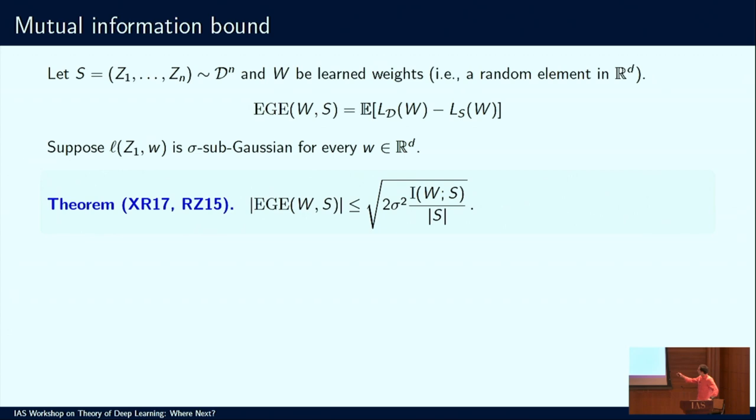So just to explain my notation here, I have a data set S of n IID examples. I have, say, some learned weights. This is a random element in R^d that's coupled to S, right? These are dependent because I've learned this from S. And then I can talk about the expected generalization error, which is the expected difference between the actual error rate of this learned classifier, this learned neural network, say, and the performance on the same data on which it was trained.